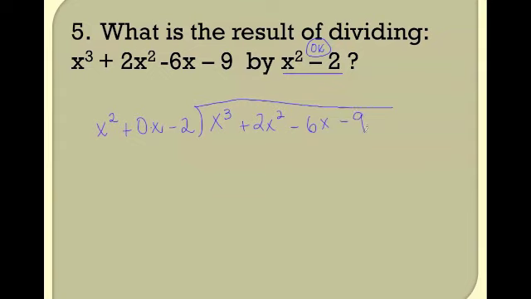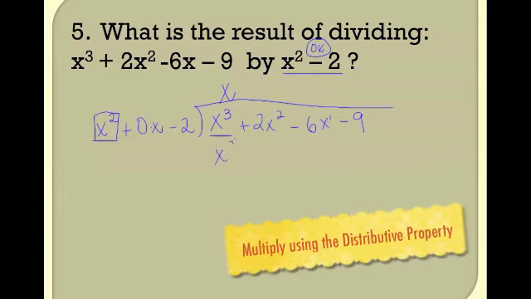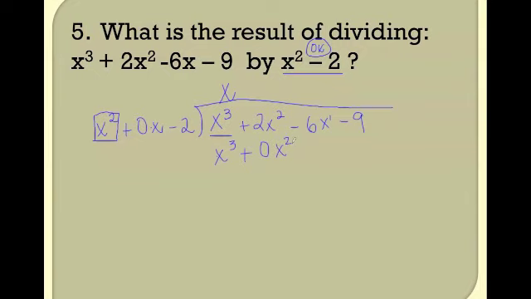I don't need to add any 0 placeholders into what I'm dividing into because everything's accounted for. 3, 2, 1, and none. So I'm paying most attention right here. x squared times what gives me x cubed, and that would be x. And now I'm multiplying: x times x squared is x cubed. x times 0x is 0x squared. x times -2 is -2x.